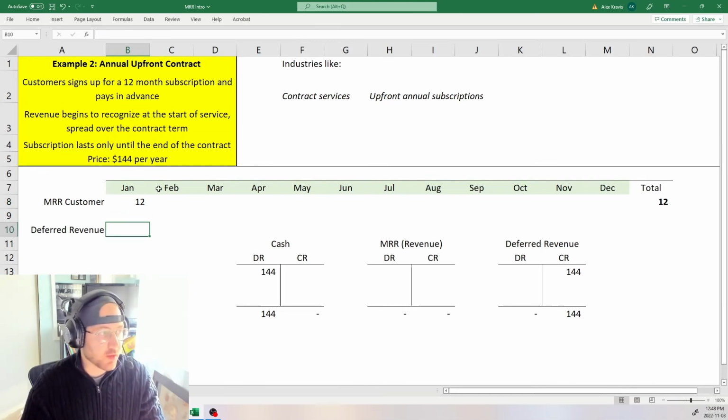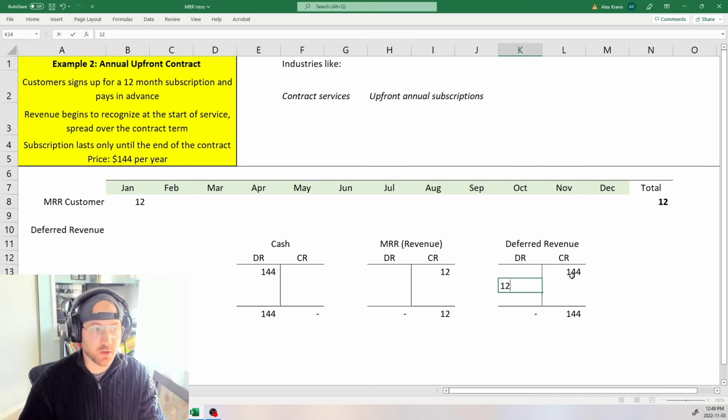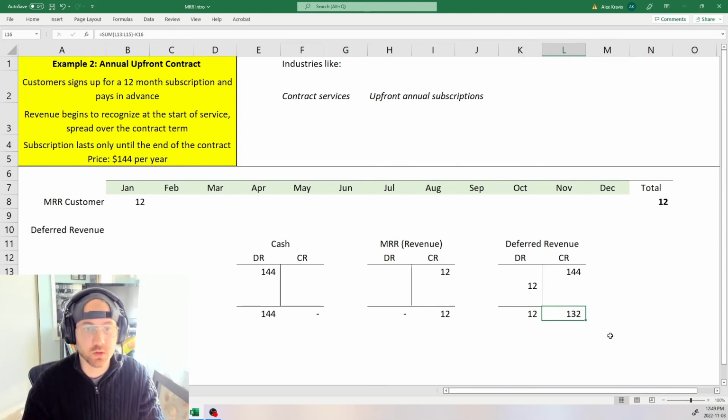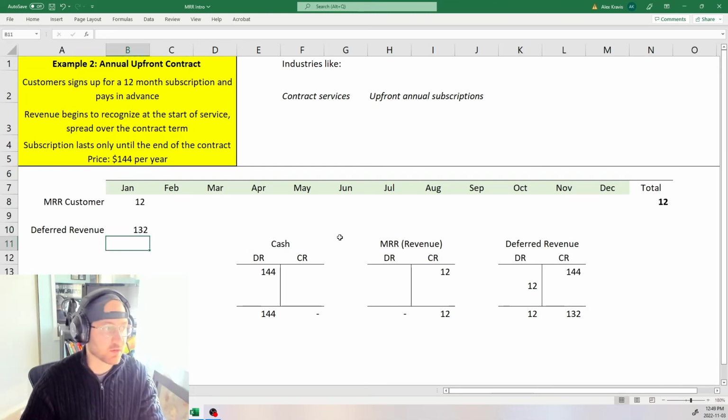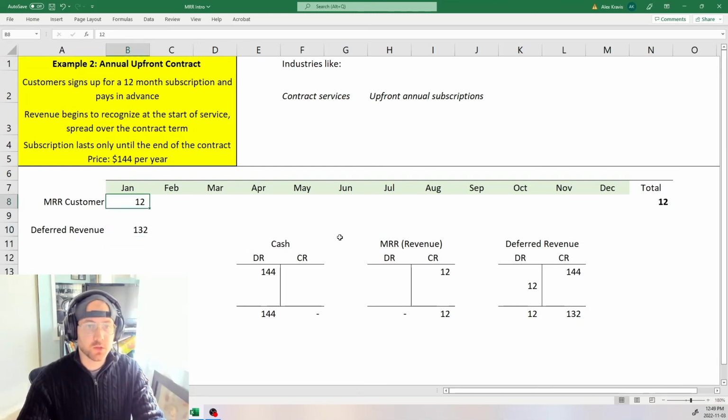And then while this happens, $12 worth of revenue, we're going to credit here, but we're actually going to take this out of our deferred revenue. So now we owe the customer $12 less worth of executable service. So now we only owe the customer $132 worth of deferred revenue for the rest of the contract. So you can see here the balance of the deferred revenue now goes down to $132 after the first month. So our MRR is $12 and we've got $132 left in deferred revenue as we go through this contract.